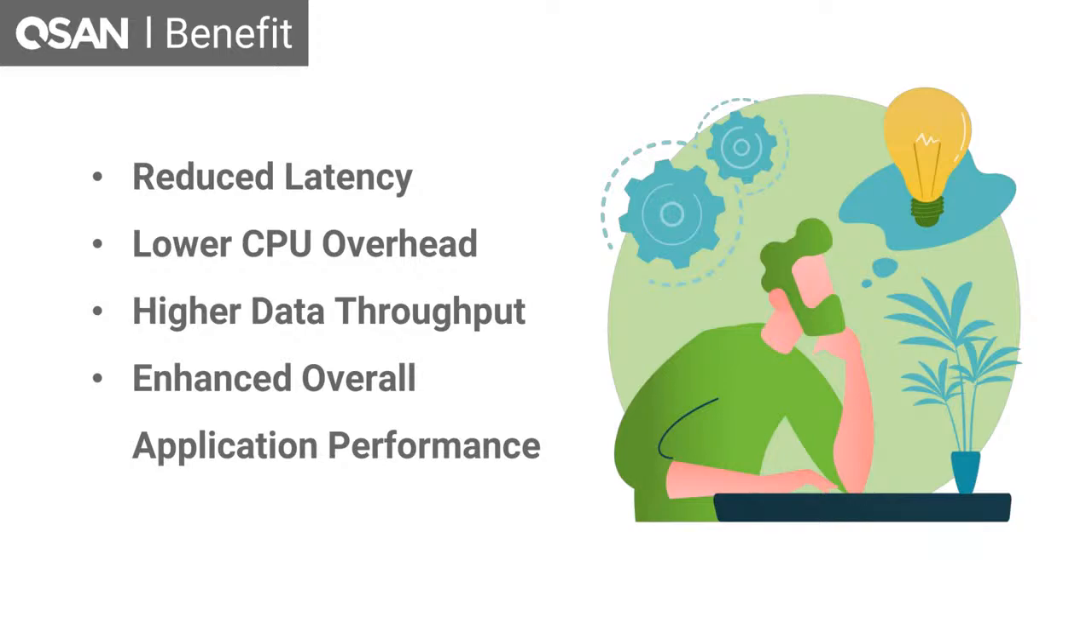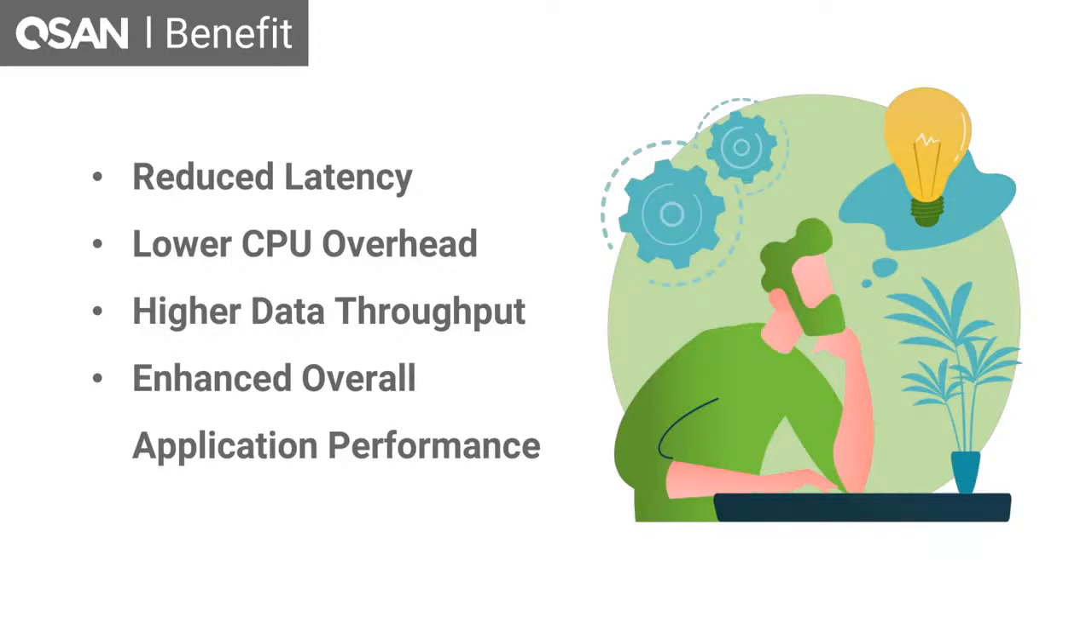Higher data throughput. With GDS, data can be transferred directly from the storage device to GPU memory, avoiding multiple stages of data copying and movement. This leads to a significant increase in data transfer speed, improving bandwidth and maintaining stable data flow even under heavy load.